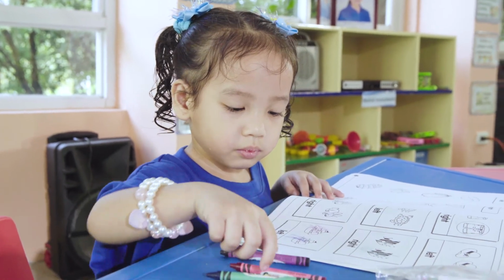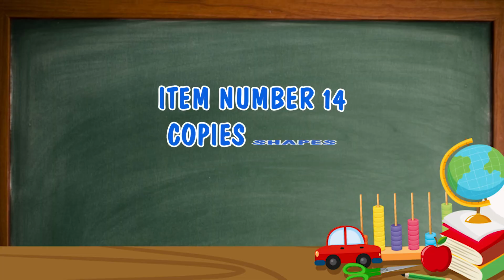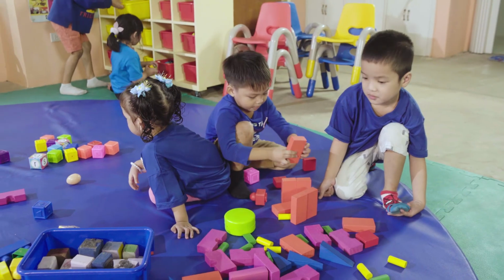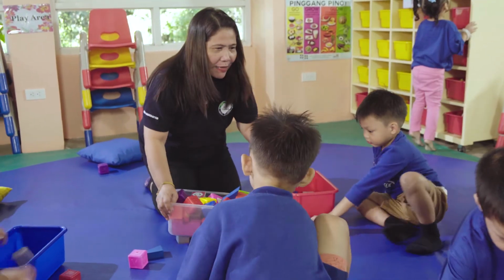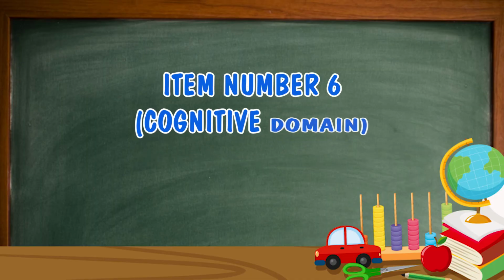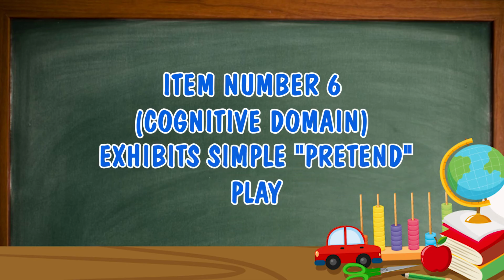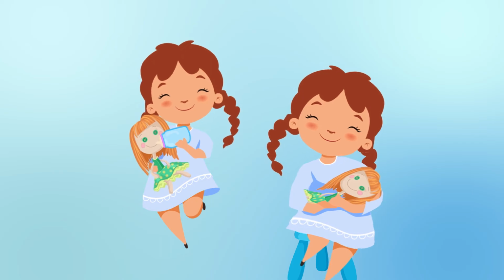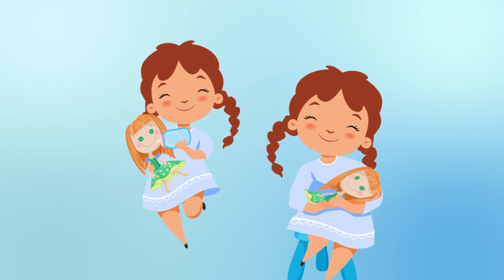Item number 14 under the cognitive domain may also be assessed through this interaction. Copies shapes. Nakakokopya ng mga hugis. By simply observing children's activities at the dramatic play area, the teacher may be able to assess item number 6 of the cognitive domain. Exhibits simple pretend play, like feeding or putting a doll to sleep. Nakikita naglalaro ng kunya-kunyarian o pretend play. Halimbawa, nagpapakain o nagpapatulog ng manika.